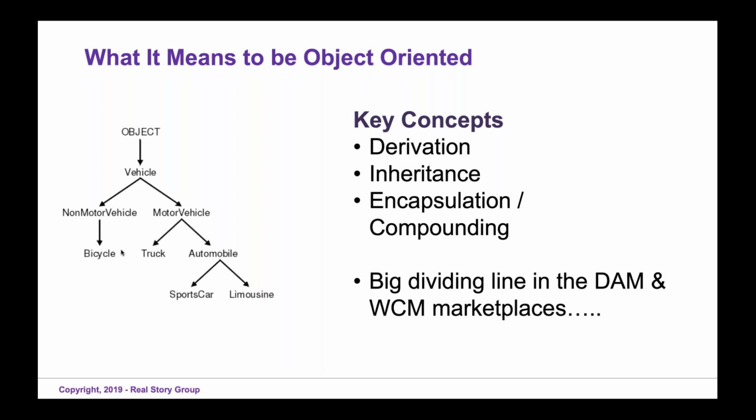This is a big dividing line in some of the existing content management markets that you might know, like digital asset management and web content management, in that there are some systems that are object-oriented and others that are not. And in the context of DAM or WCM, it may not be that big of a deal, because being object-oriented certainly adds a lot of complexity. So you don't always want an object-oriented DAM or an object-oriented WCM, but for an omnichannel content platform, I can almost guarantee you, you do want it to be object-oriented.